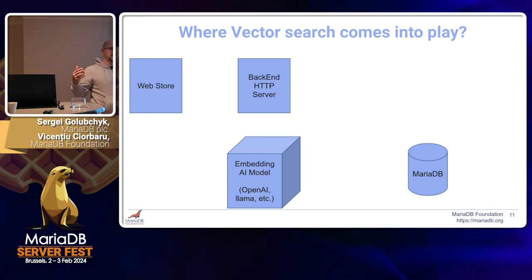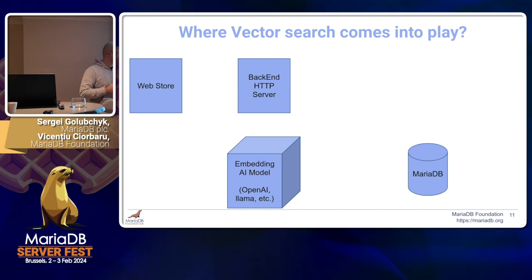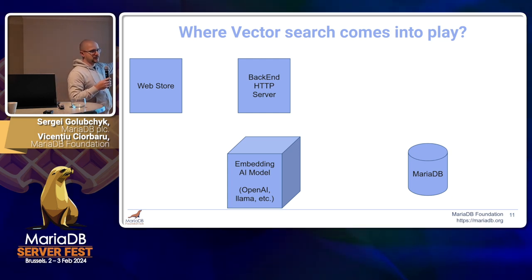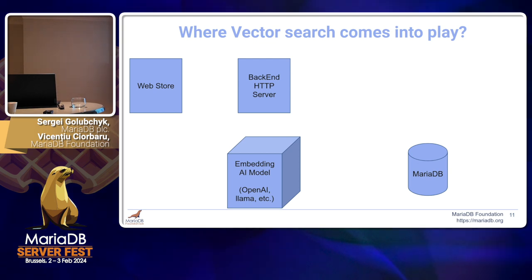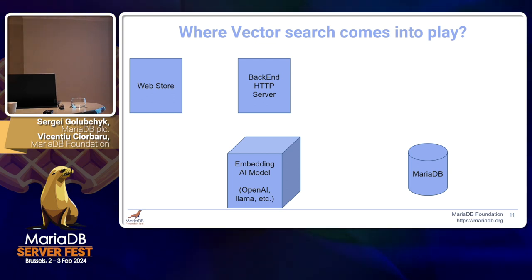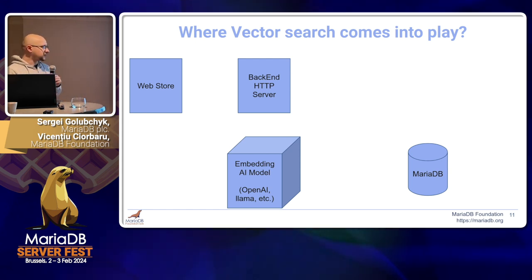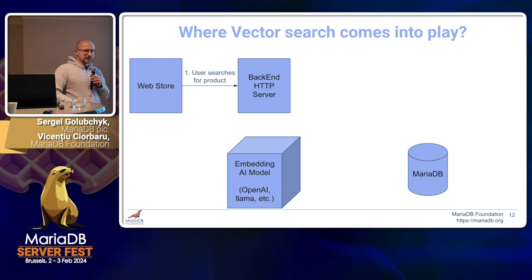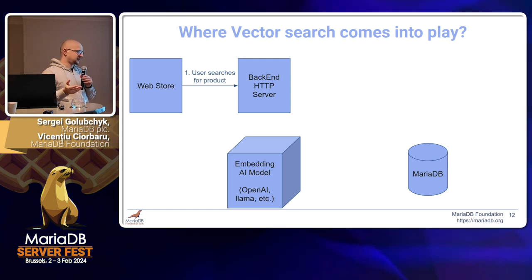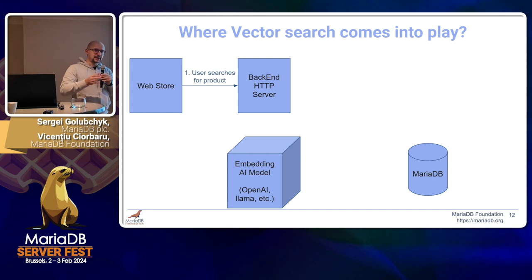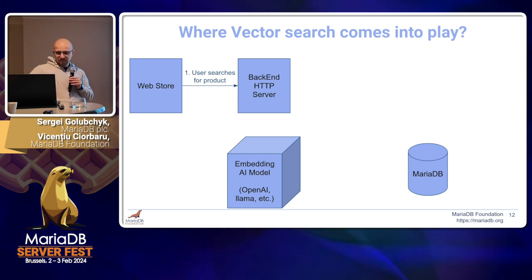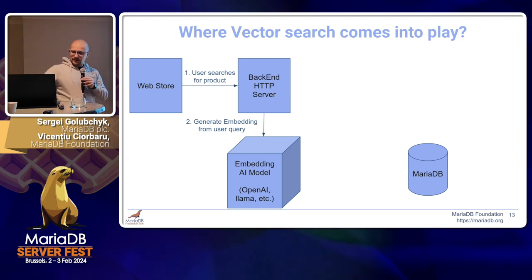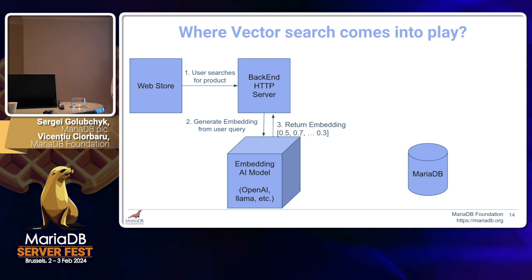And now, why this big vector search craze with databases? Well, this is one use case, a pretty common one on the internet. You have, let's say, a web store, you have a backend server, and traditionally you have a database. But now this model comes in. Let's say you just want to implement a very good product search for users. Now the user types in, I don't know, I want the best laptop I can get, and it can even be in those kinds of words. You take that query and you give it to the AI model. The AI model will return a set of numbers, the embedding.